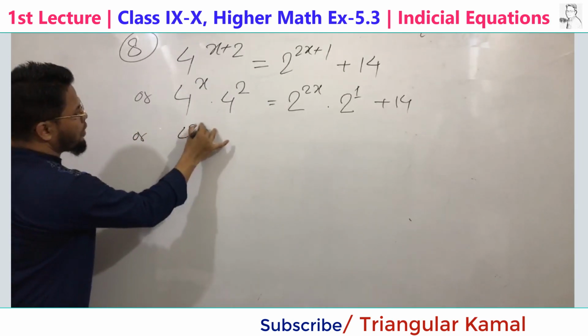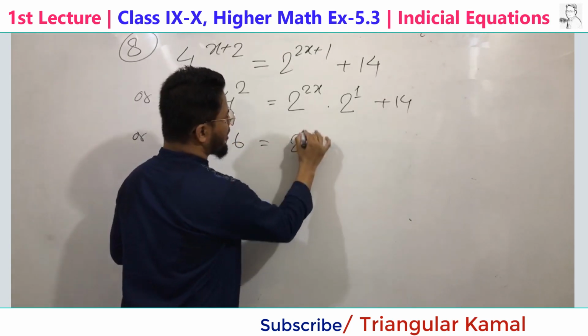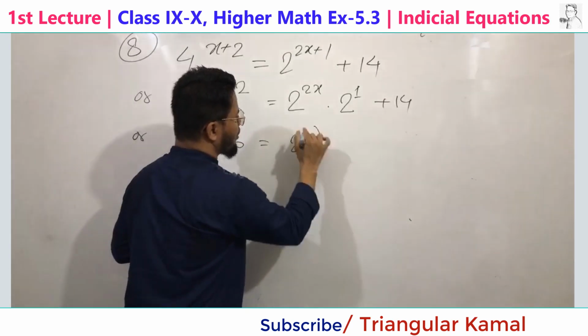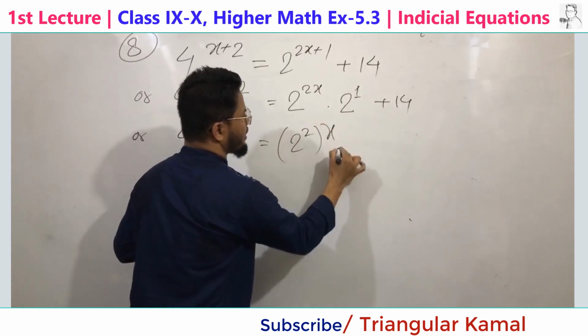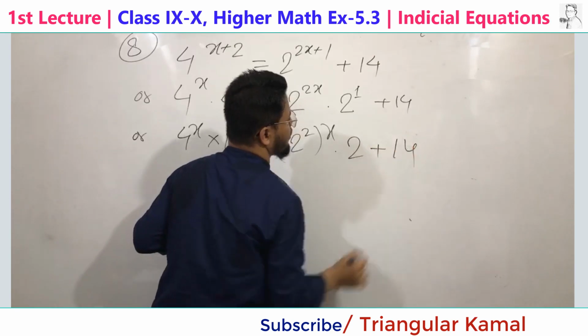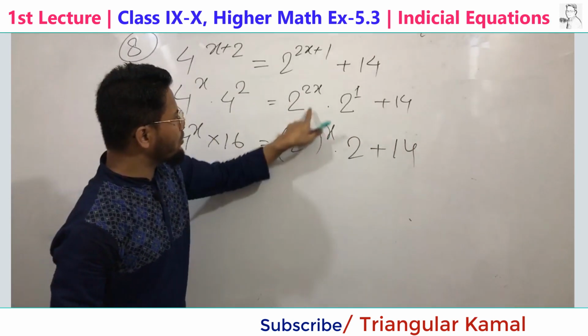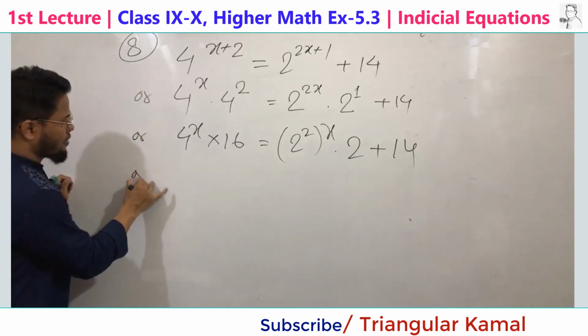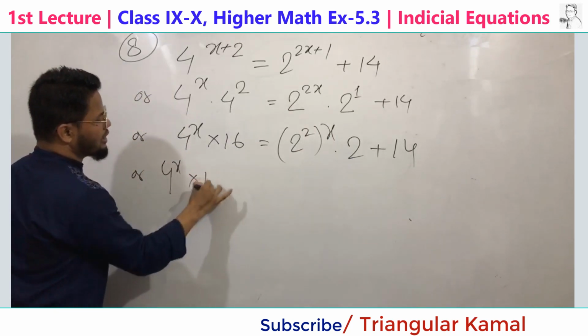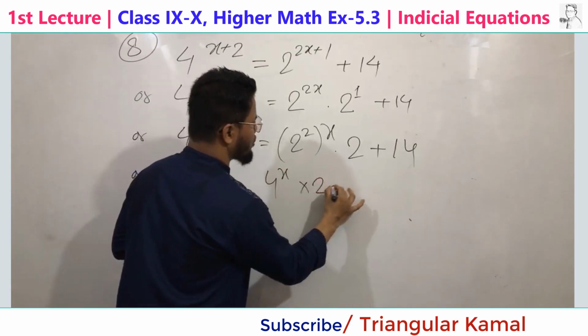4 to the power x multiplies 16. We can write 2 to the power 2, then the power is x multiplied by 2, equals 4. Sorry, this one is plus 14. Like 2 multiplied with x will be the same, twice x. Now 4 to the power x multiplies 16 equals 4 to the power x multiplied 2 plus 16.